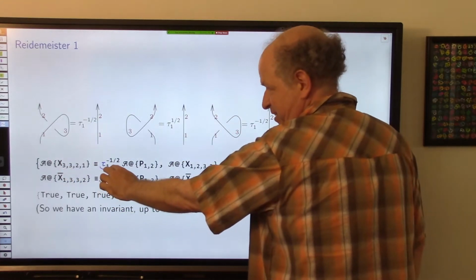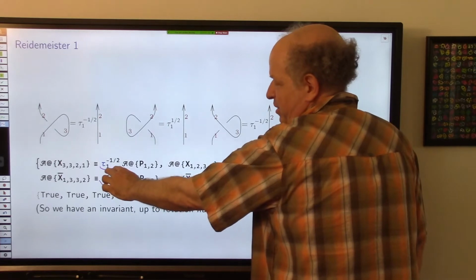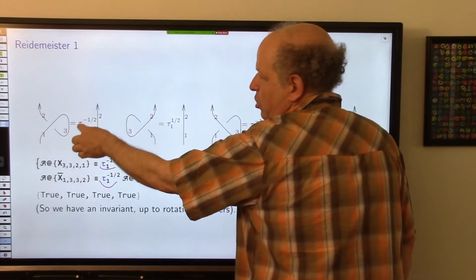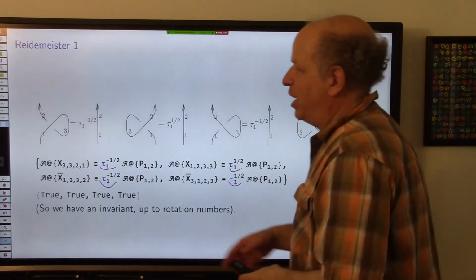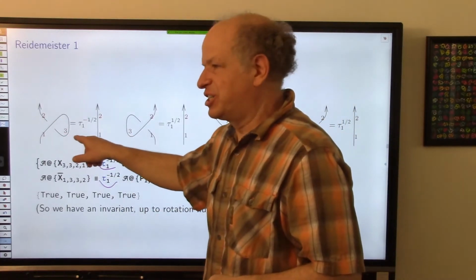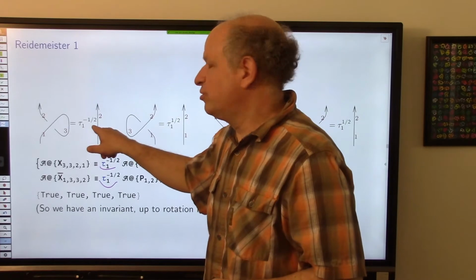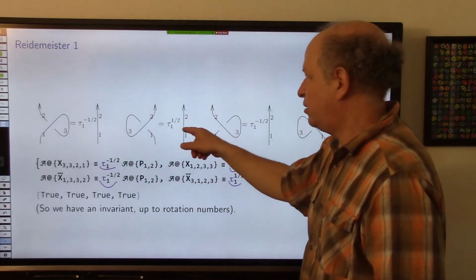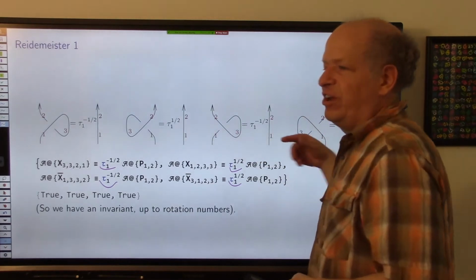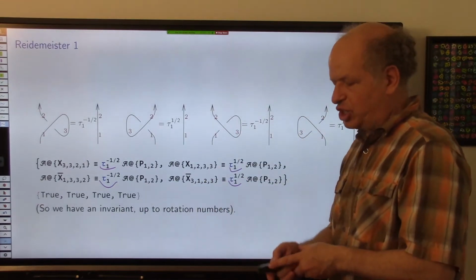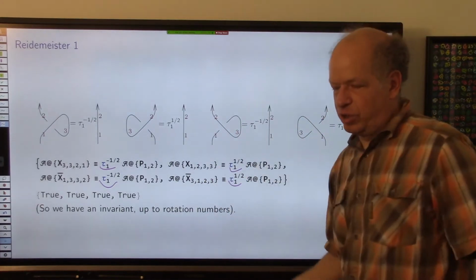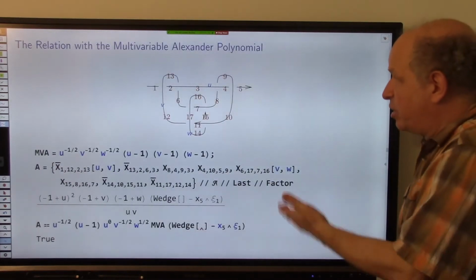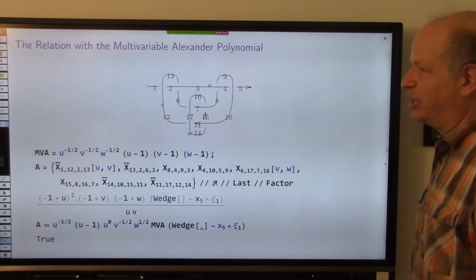So basically for the two clockwise rotations, you get tau to the negative half, and for the two counterclockwise rotations, you get tau to the 1/2, and hence you need this rotation number correction when you compare with the multivariable Alexander polynomial. Here is a comparison with the multivariable Alexander polynomial.